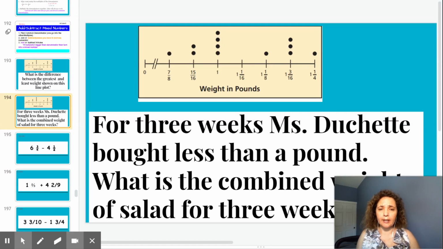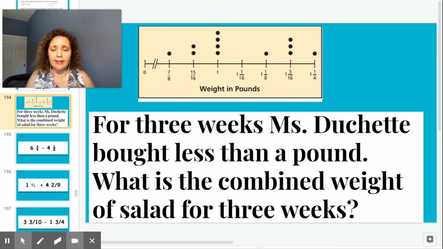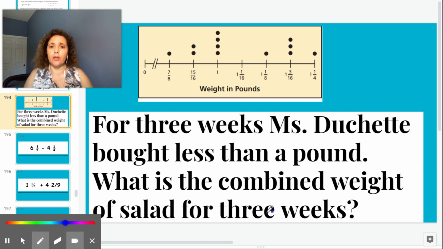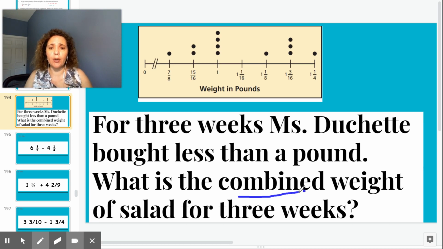Okay, so let's take a look at another line plot. All right, this line plot says for 3 weeks, Miss Duchette bought less than a pound. What's the combined weight of salad for 3 weeks? So are we going to have to add or subtract on this one? If you said add, you'd be correct. Why? Because it says the word combined. What's the combined weight of salad for 3 weeks that are less than a pound?